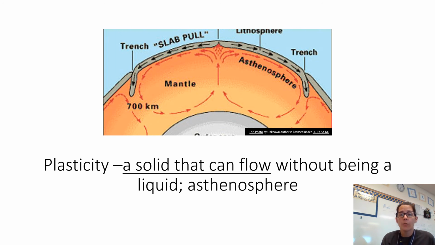The next word we're going to talk about is plasticity. So we talked about plasticity when we talked about the asthenosphere, okay? And what that is, is a solid that can flow without being a liquid. It sounds crazy, right? We're going to talk more about it. It's okay. But the layer of Earth that has plasticity is the asthenosphere.